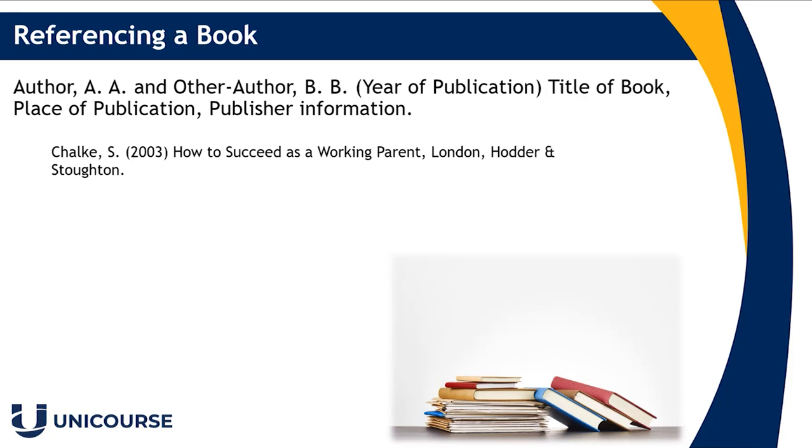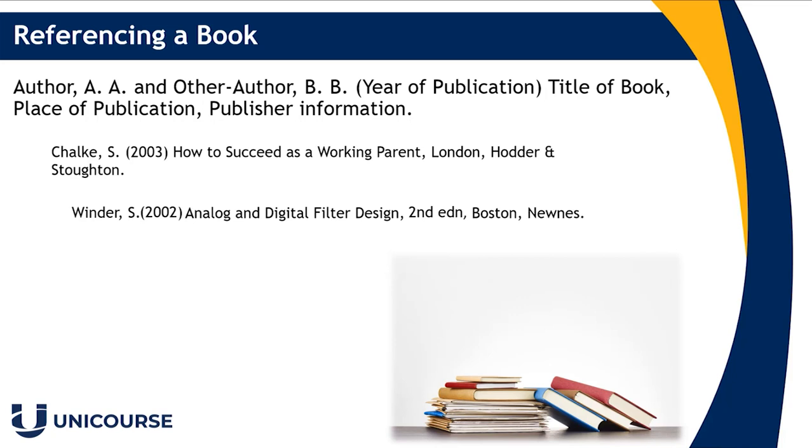So here's an example, and I'm just going to break it down for you. Stephen Winder is the author here. His book was published in 2002. Here was the title of the book. This was actually the second edition. So you might often see that there's more than one edition or special editions, so you will add that information here. Then the place of publication and the publisher's name.